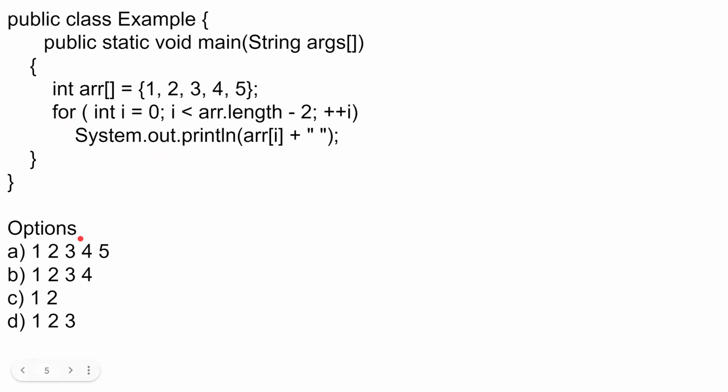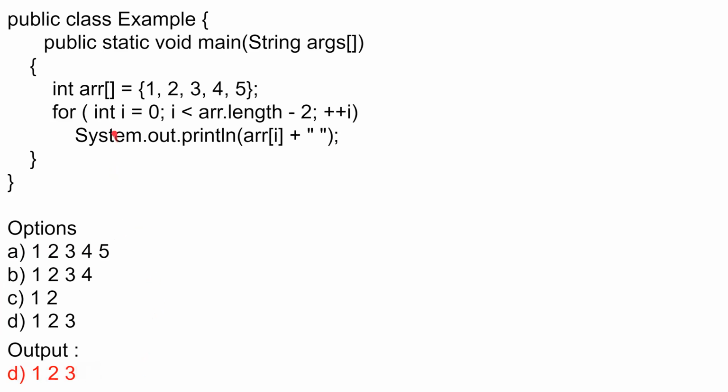You have 4 options: 1, 2, 3, 4, 5; 1, 2, 3, 4; 1, 2; and 1, 2, 3. You can pause the video and think about it and let me know what will be the output. Okay, so I hope you guys have taken enough time to guess the output and let me show you what will be the output. So the output is 1, 2, 3.